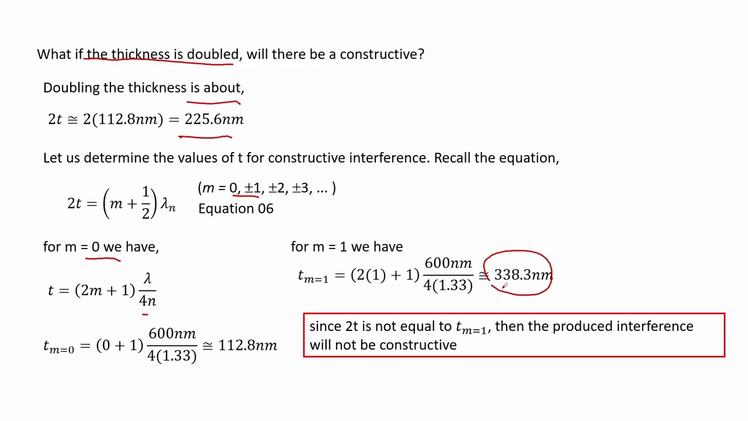Since 225 nanometers is not equal to the value of t for m equal to 0 or 1, there will not be constructive interference when doubling the thickness of the soap bubble film.